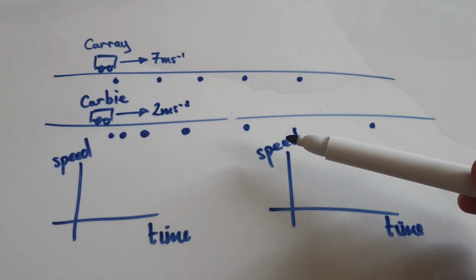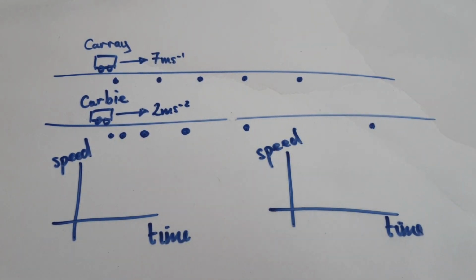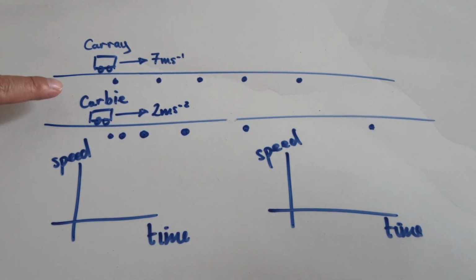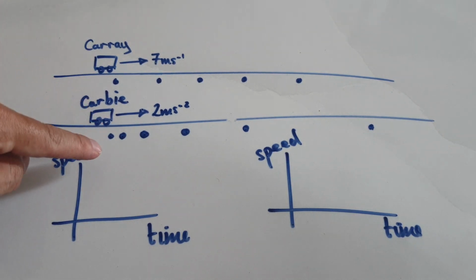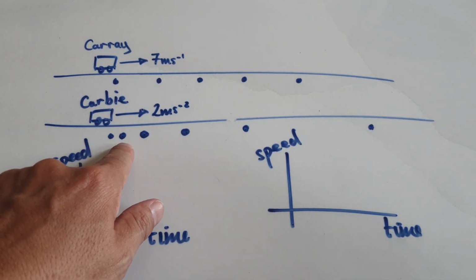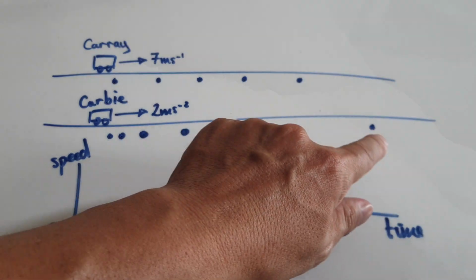Let's try to understand the speed time graph. So let's say you've got two cars, car A and car B. Car A is traveling at a constant speed of 7. Car B is accelerating. So it's slow at first and then it speeds up and it speeds up.